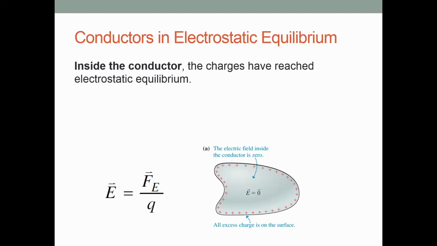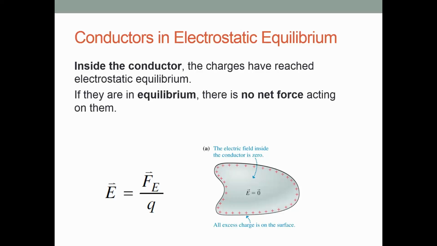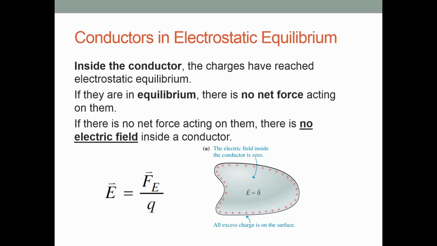Inside the conductor, we said that charges have reached electrostatic equilibrium. That means that they're not moving anymore and they don't have a net force on them. If they had a net force, they would be accelerating. Since they don't have a net force, it means that they are at equilibrium, they're at rest. Now, if they're in equilibrium, that means there must be no net force acting on them. If there's no net force acting on each charge, then there can be no electric field inside a conductor.